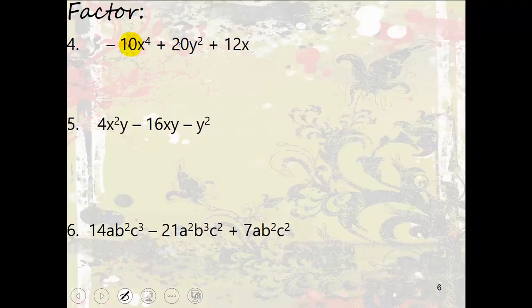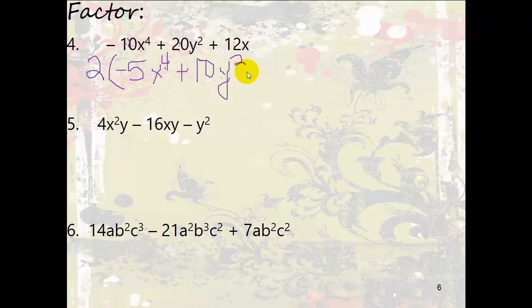No. Is it 2? Does 2 go into 20? Yes. Does 2 go into 10? Yes. Does 2 go into 12? Yes. So we're going to take out a 2. Does each term have an x? No. Does each term have a y? No. So all I can take out is 2, and I get negative 5x to the fourth plus 10y squared plus 6x.